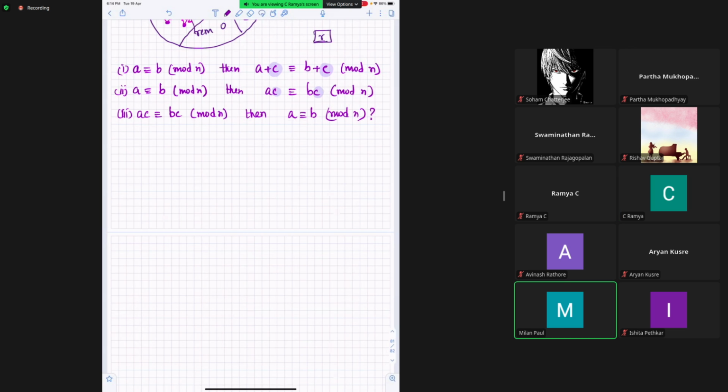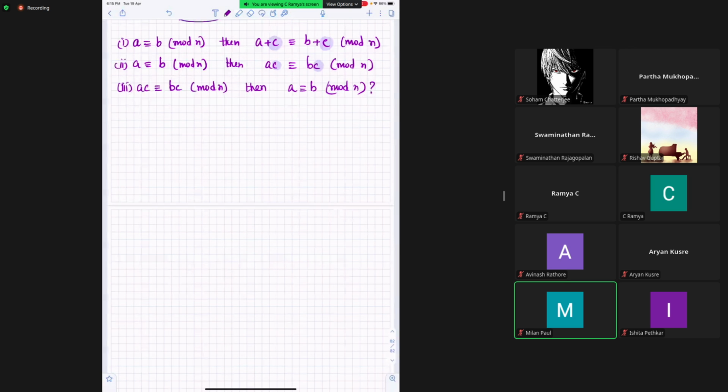If C is co-prime with N, we can cancel. Okay. So in general, can you do this? The answer is no. That's what he's saying. So here is an example.